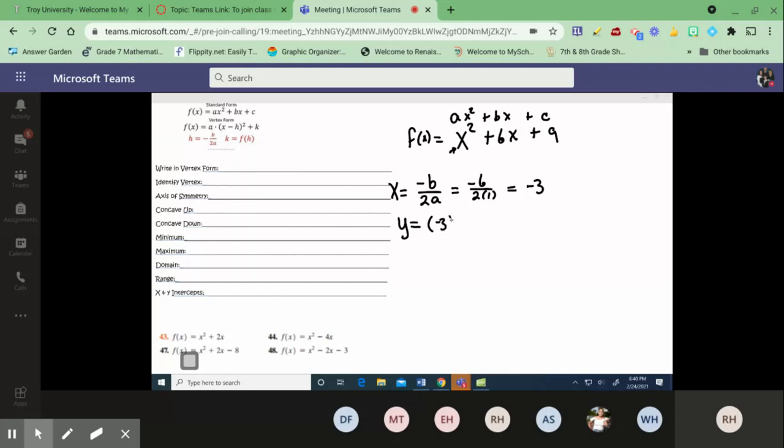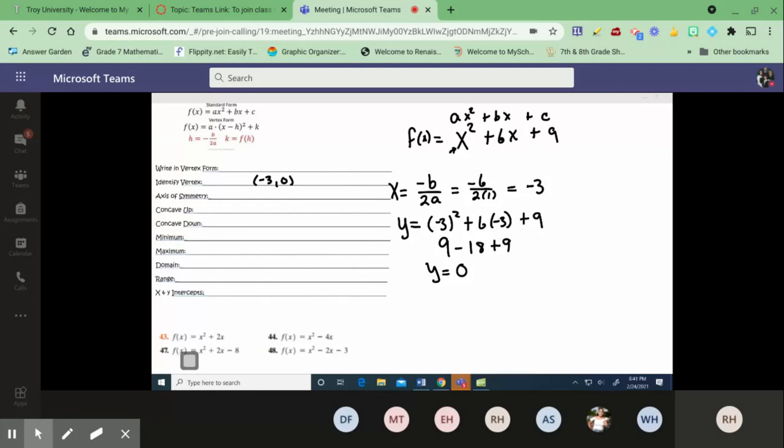Negative 3 squared plus 6 times negative 3 plus 9. Positive 9, negative 18, positive 9, y equals 0. So my vertex is going to be negative 3 and 0.